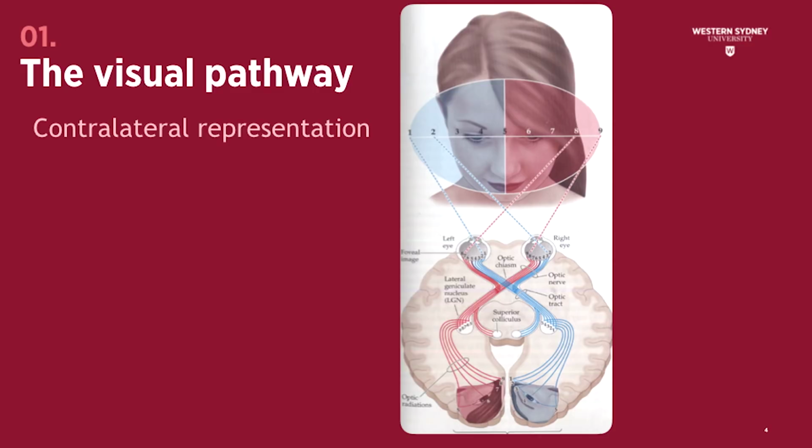This contralateral representation is actually preserved throughout the visual system, all the way up to the back of the brain, to an area known as the primary visual cortex. Consequently, the left primary visual cortex represents the right half of visual space, and the right primary visual cortex represents the left half of visual space.